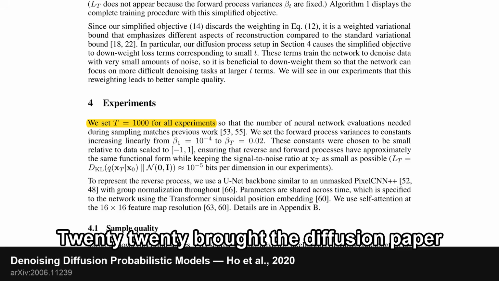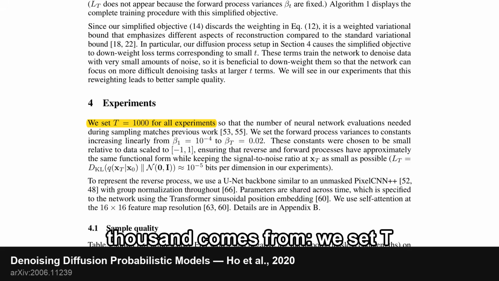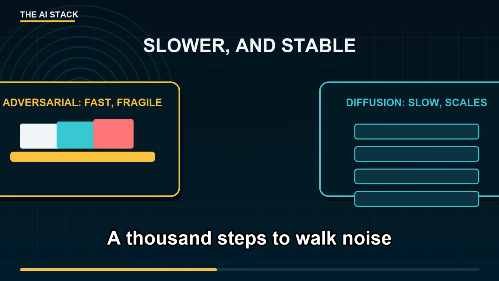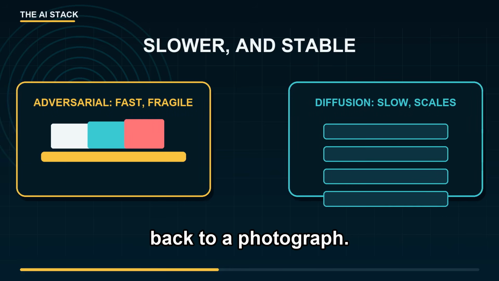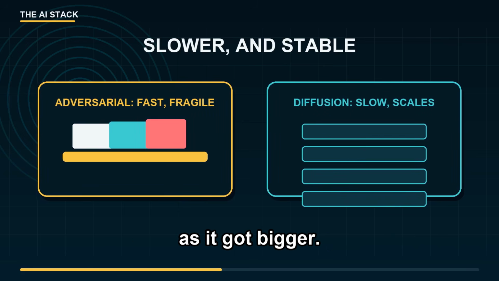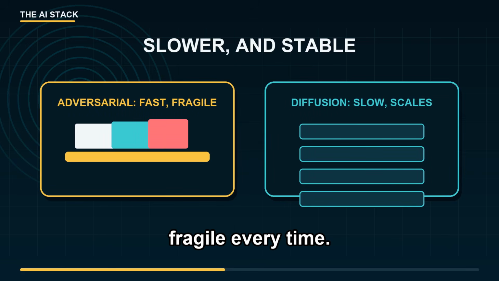2020 brought the diffusion paper, the machine described a minute ago. The highlighted line is where the 1,000 comes from. We set T equals 1,000 for all experiments. 1,000 steps to walk noise back to a photograph. Slower than adversarial training, far more stable, and it kept getting better as it got bigger. Stable and scalable beats fast and fragile every time.